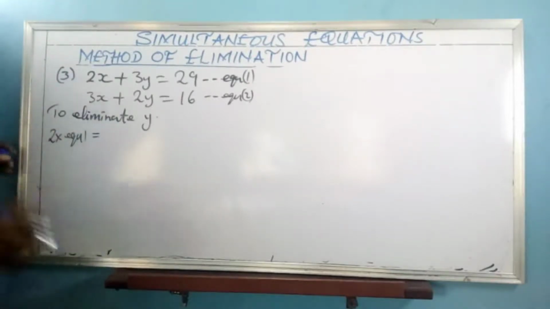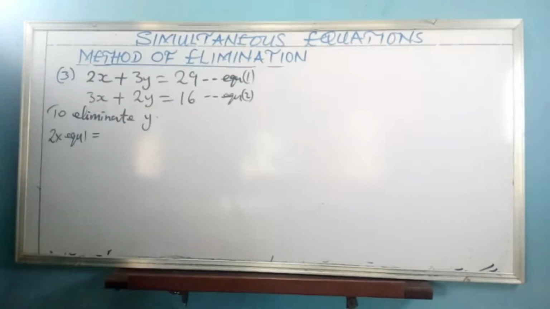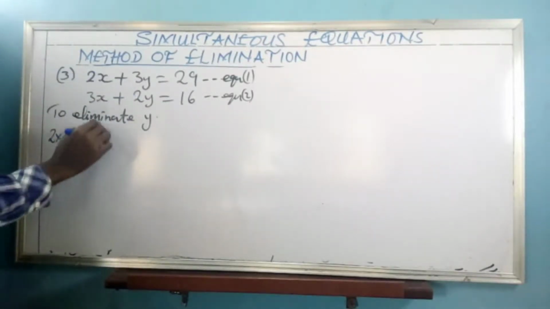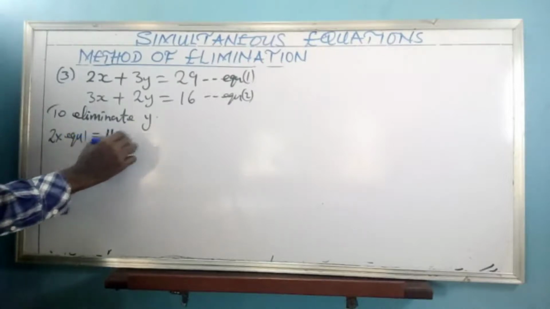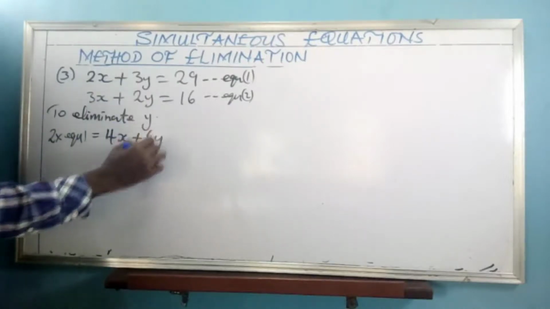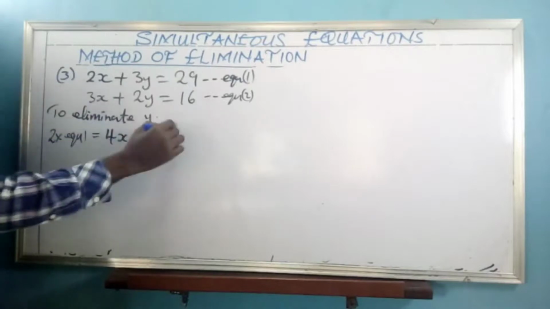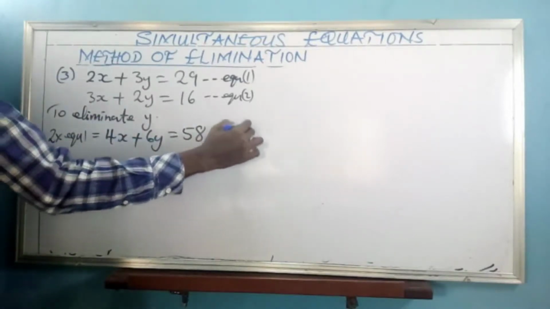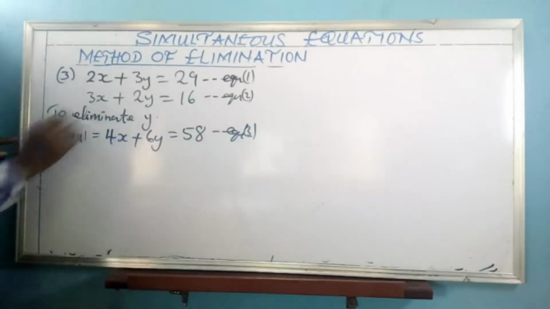So I'm going to get my answer straight this time around. We're not going to waste time. So 2 times, let's see now, 2 times 2. So I'm going to have 4x plus 2 times 3, 6y, is equal to 2 times 29, that's 58. That's my equation 3. Let's go to the next one.